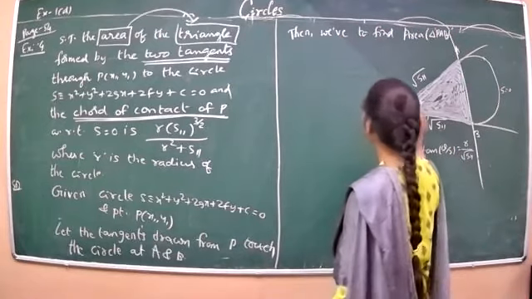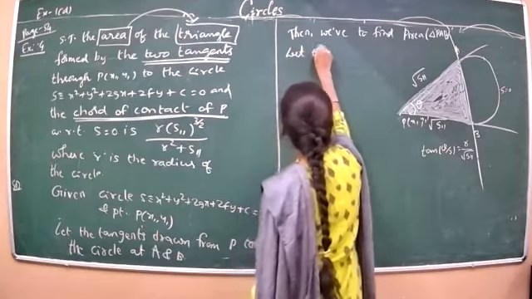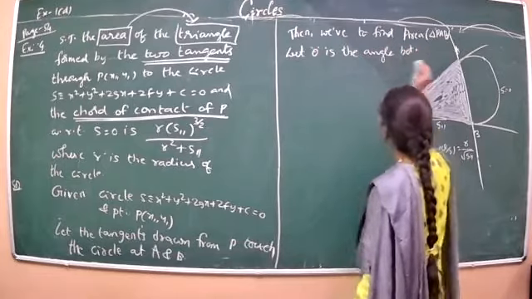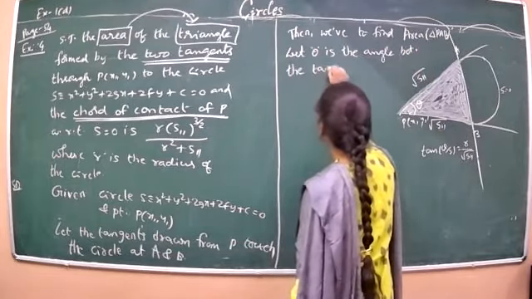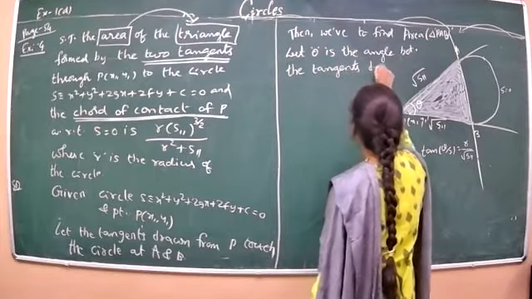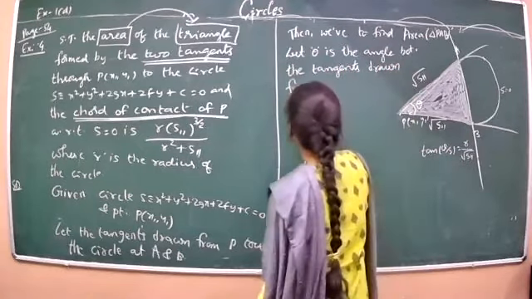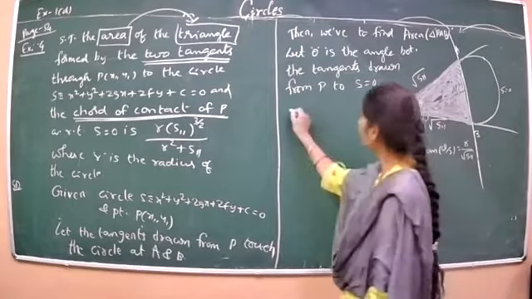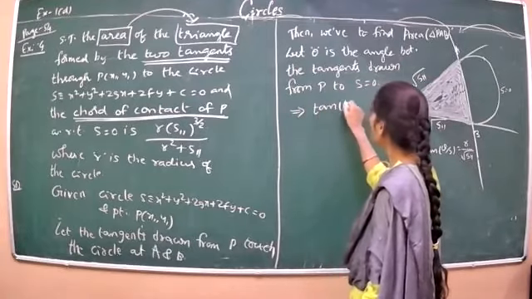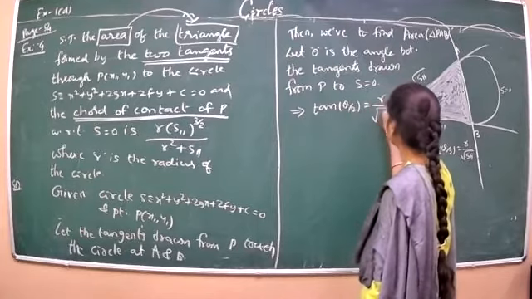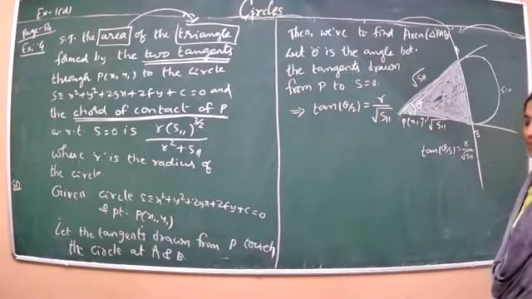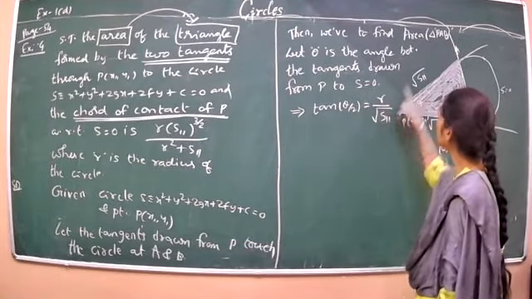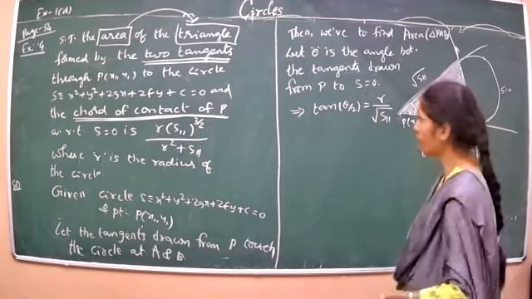For that, let us take theta as the angle between the tangents drawn from P to the circle S equal to 0. Then what is the condition we get, children? Tan theta by 2 is equal to R by root S11, where R is the radius of the circle and S11 is from the given circle.